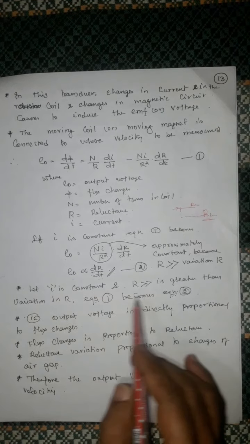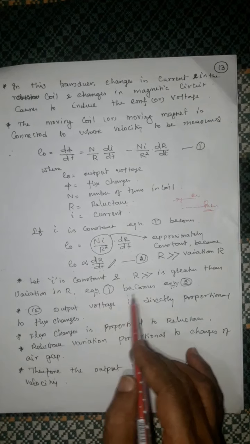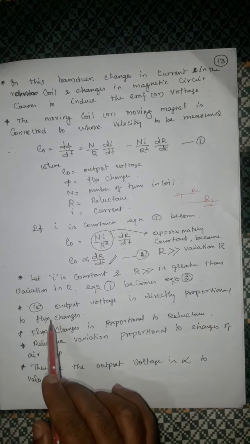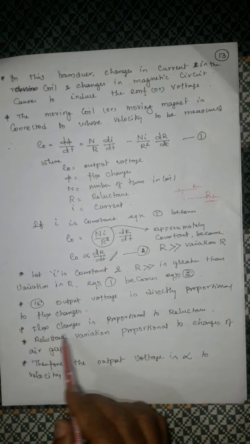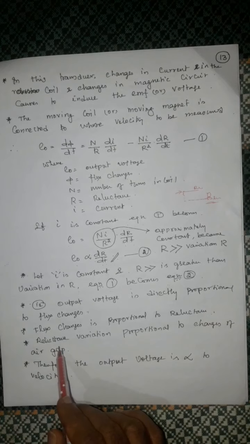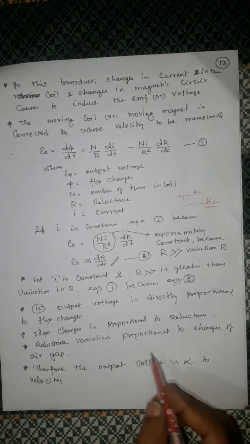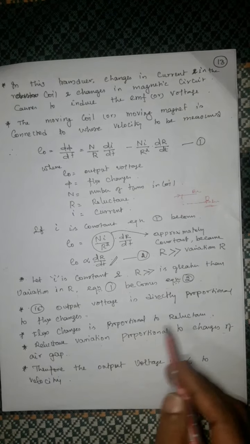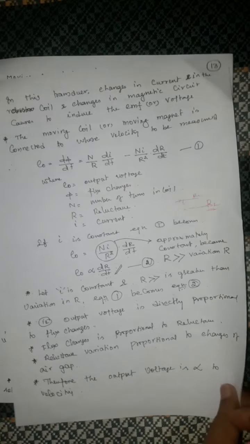Since i is a constant and R is far greater than the variation in R, equation 1 becomes equation 2. The output voltage is directly proportional to the flux change. The flux change is proportional to the reluctance, and the reluctance variation is proportional to changes of the air gap. I will show the air gap in the diagram. Therefore, the output voltage is directly proportional to the velocity.